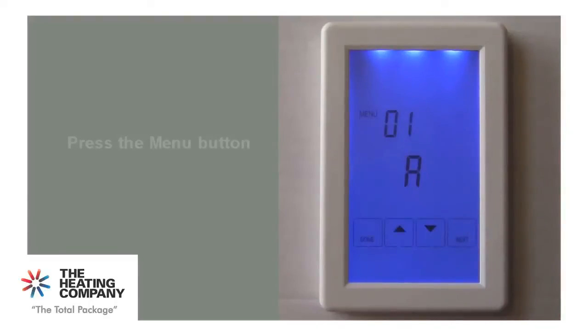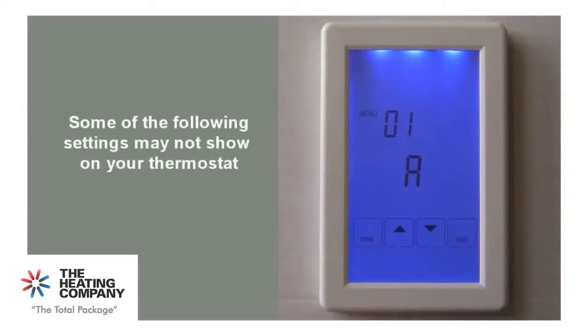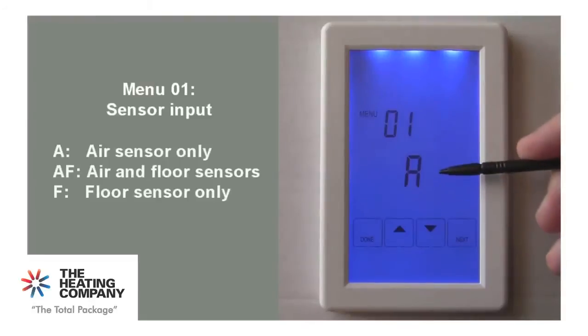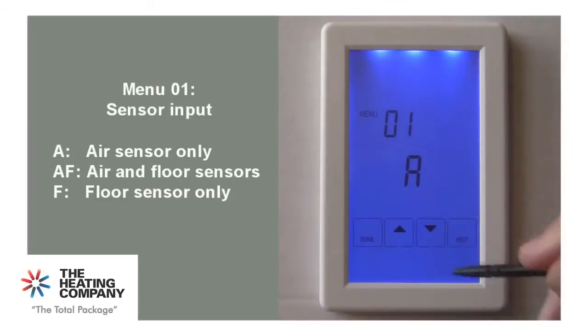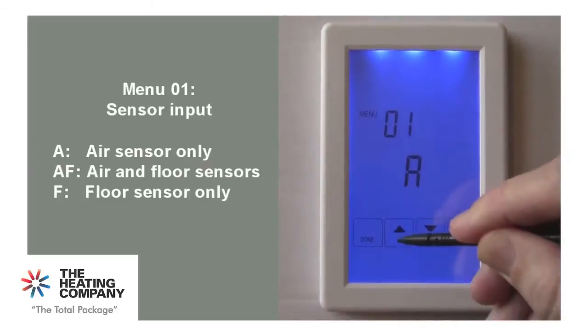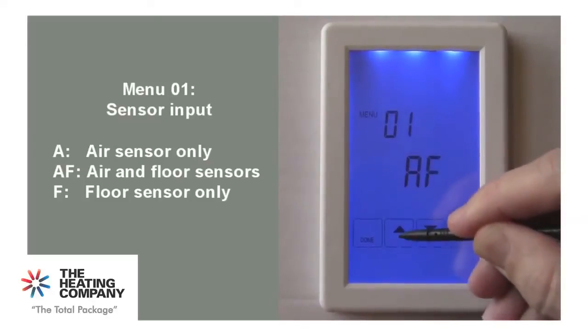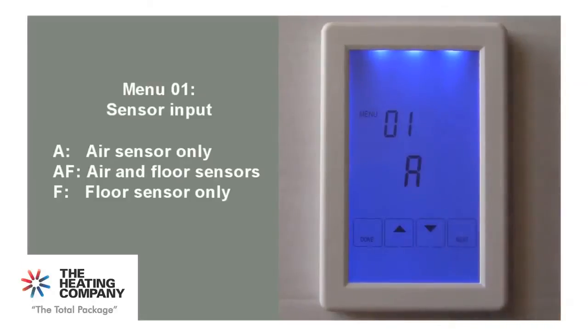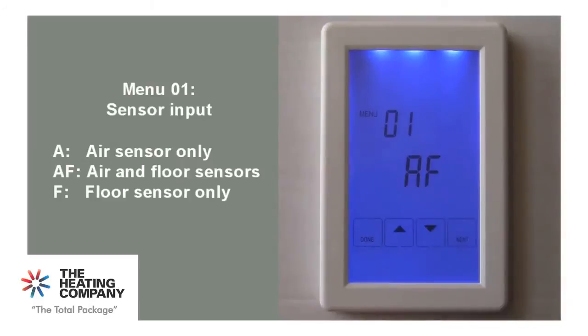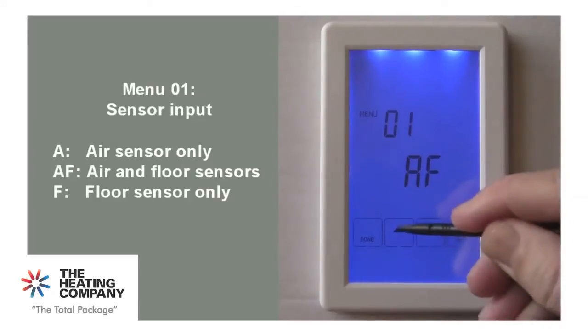Depending on your unit's individual configuration, some of the following menu options in this video may not appear on your thermostat. Menu 1 and the letter A will show. Menu 1 allows you to choose which sensor the unit will use to determine the floor temperature. You can use the up or down arrows to select between A, where the unit will use its built-in air temperature sensor, AF, where the unit will use its air temperature sensor and the floor temperature sensor together, or F to just use the floor temperature sensor installed inside your heated floor.